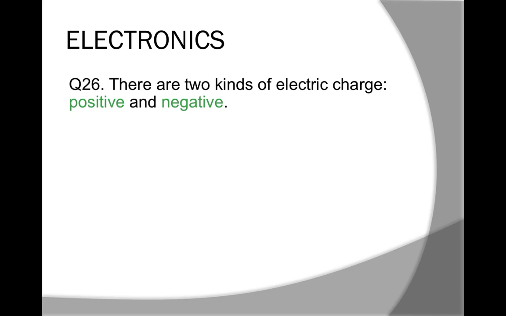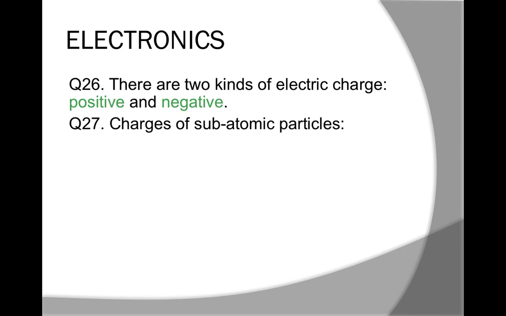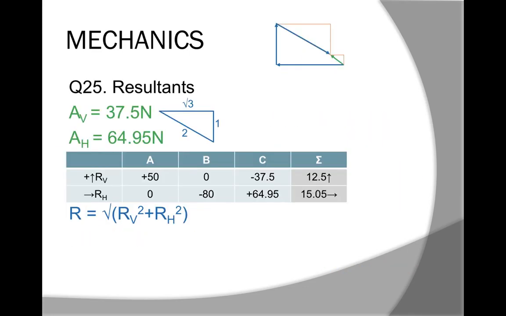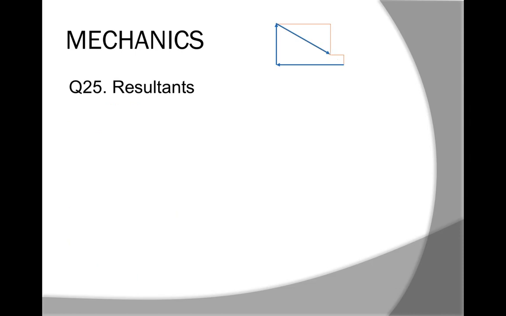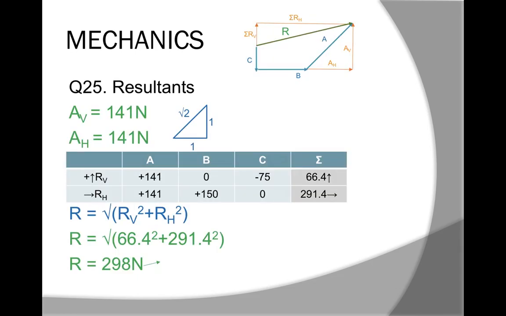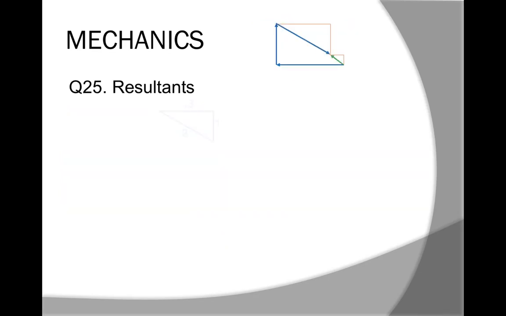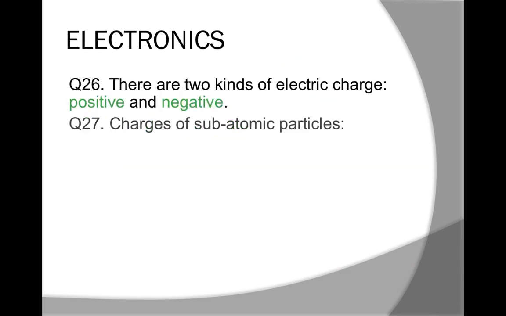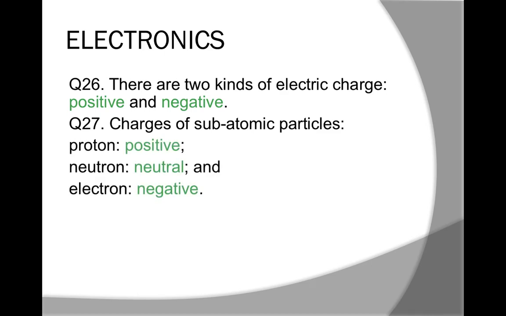There are two kinds of electrical charge. What are they? Great. Did you have that answer for A? You only showed B. For the addition of vectors, that was A. I did both. What was the A? Okay, charges of subatomic particles. Protons are positive, neutrons are neutral, electrons are negative.